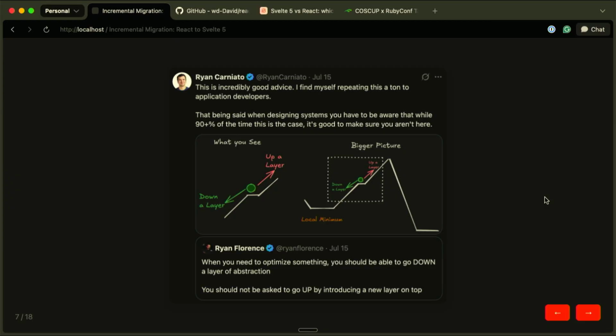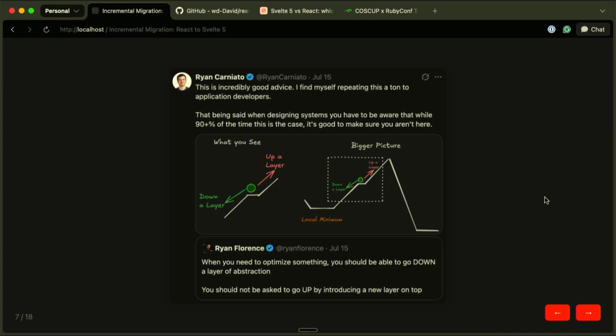So after rounds of optimization, I realized one thing is sometimes you're just trying to solve the problem on top of a certain layer, but you need to go down deeper to see the root cause. And for our case, the root cause is React itself. Its design, its nature of the reconciliation, the virtual DOM diffing.